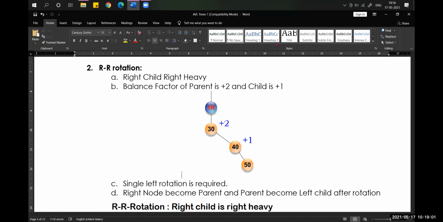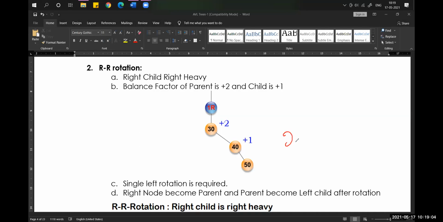How many right nodes? 2, minus how many left nodes? There are no left nodes. So what should we take? 0. So 2 minus 0 is equal to 2. So what is the balance factor? Actually we have to get either 0, +1, or -1. Instead of that, if we get any other number, then we can simply say that it is an imbalanced tree. Now this tree is an imbalanced one. Now it's our duty to make it from an imbalanced to a balanced tree.